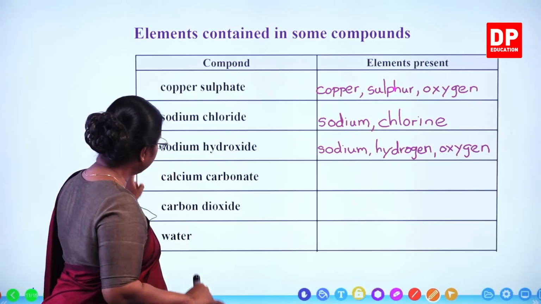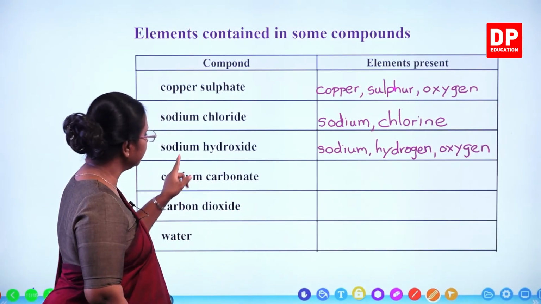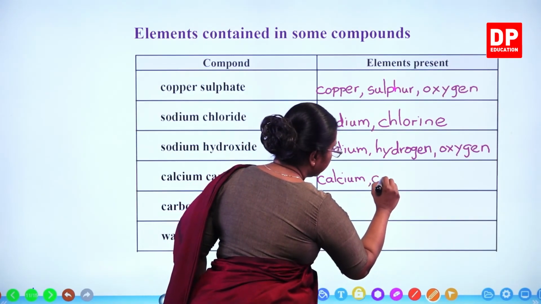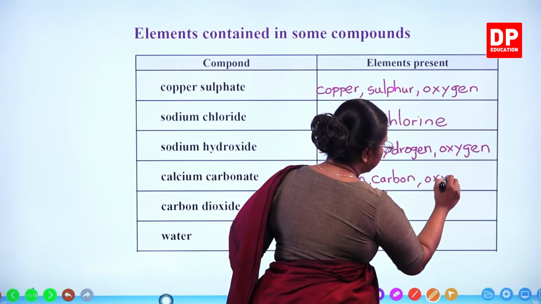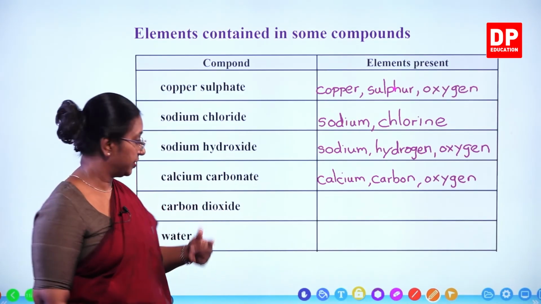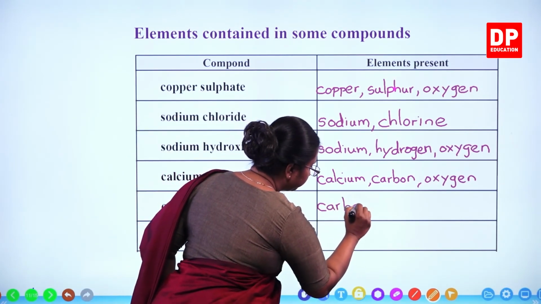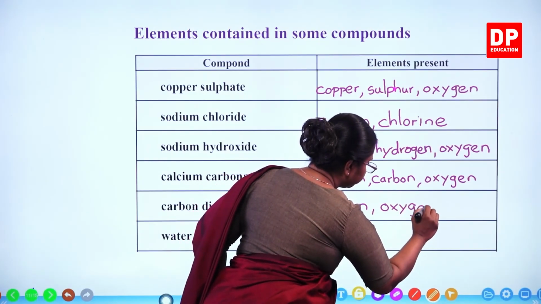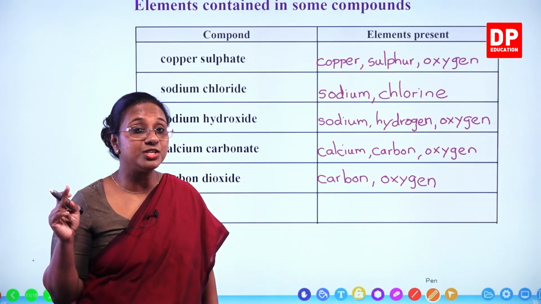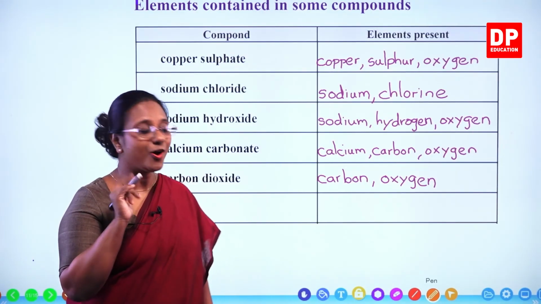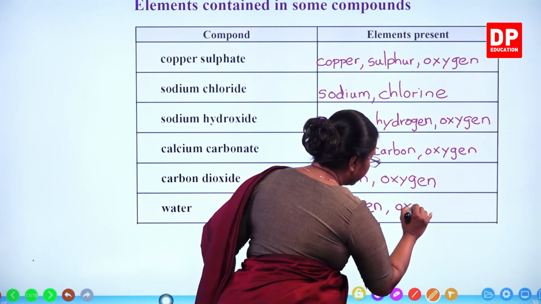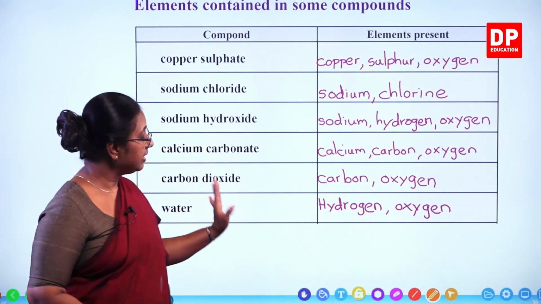Is that clear? Then we have calcium carbonate. Calcium, carbon, oxygen. Calcium carbonate, calcium, carbon and oxygen. Then we have carbon dioxide. Carbon, oxygen. Carbon dioxide. Carbon and oxygen. Then we have water. You can remember what I told you all, the 2:1 ratio. What are the elements? Hydrogen and oxygen. Yes, hydrogen and oxygen. So are these clear to you all now?